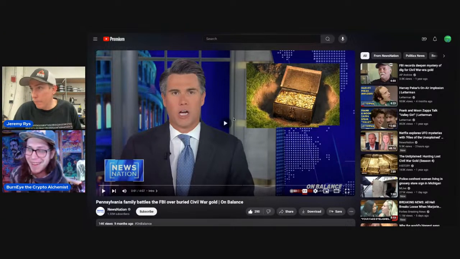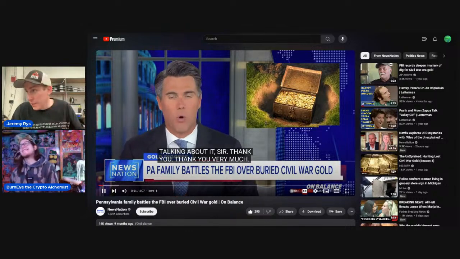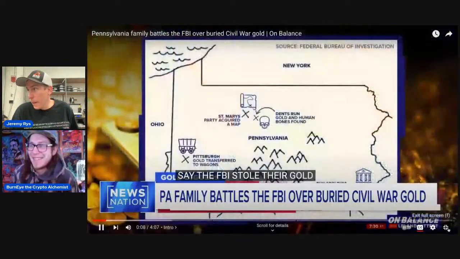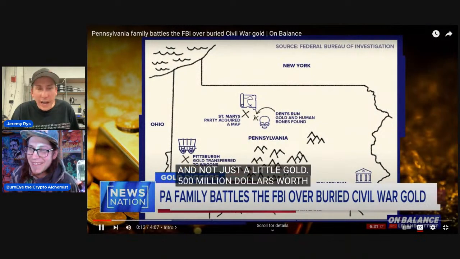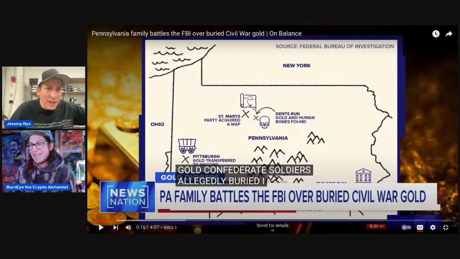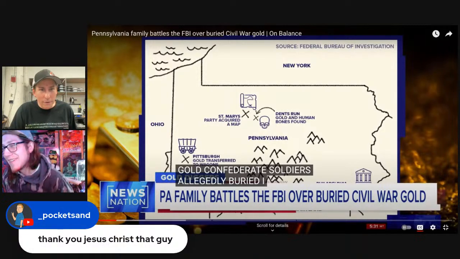All right. The FBI stole their gold, and not just a little bit. Check this gold out. $500 million worth of gold. Confederate soldiers allegedly buried it in the middle of rural Pennsylvania as the Civil War ended. These guys were looking for the Civil War missing gold, and they found it. They said, we got a huge hit. There should be 14 tons of gold buried under the ground here.